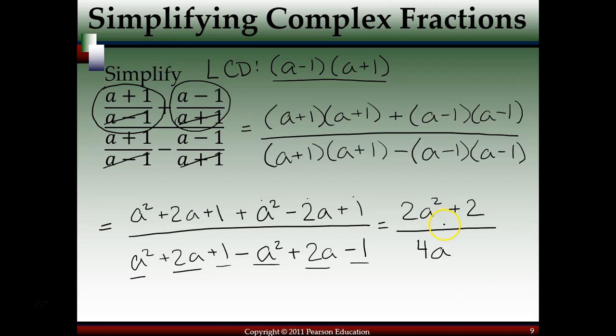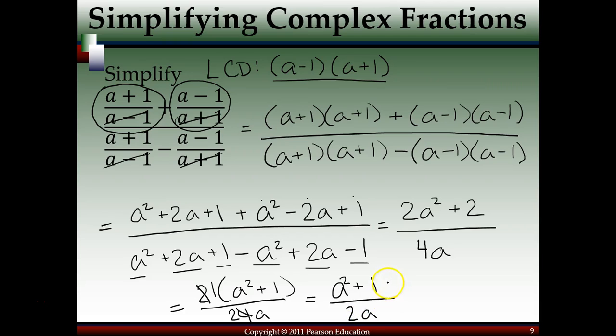All right, so the last step in this actually is we can factor a 2 out of this. Let's go ahead and do that. I'm going to say 2 times a squared plus 1 all over 4a. And then this fraction right here, 2 over 4, that reduces to 1 over 2. So we have 1 times this, which is just what's in the parentheses, a squared plus 1 over 2a. And then we're done.